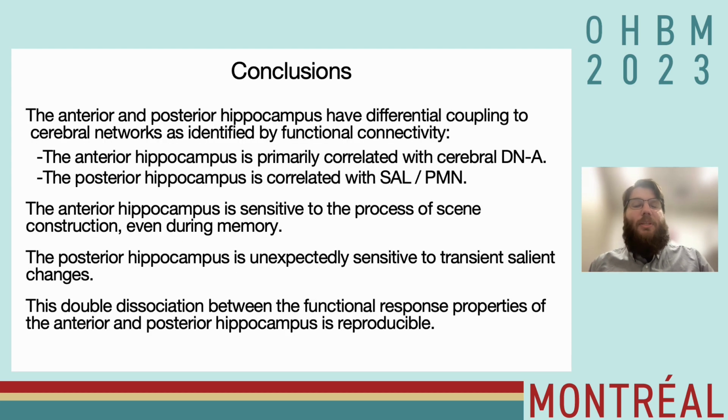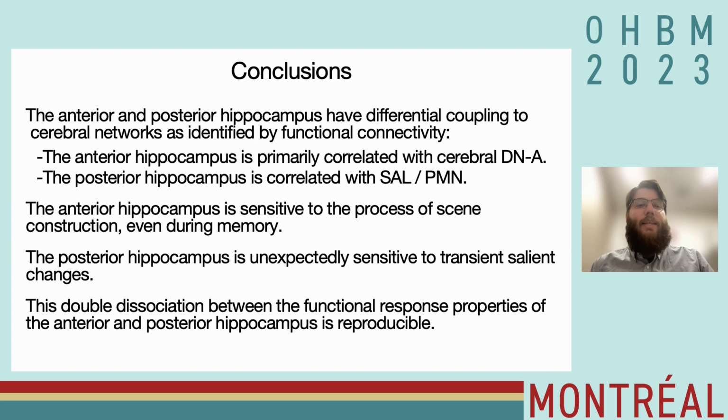So, in conclusion, we started with a replication of results from Zheng and colleagues that the anterior and posterior hippocampus have differential coupling to cerebral networks as identified by functional connectivity. The anterior hippocampus is primarily correlated with cerebral DMN, while the posterior hippocampus is correlated with SALPMN.